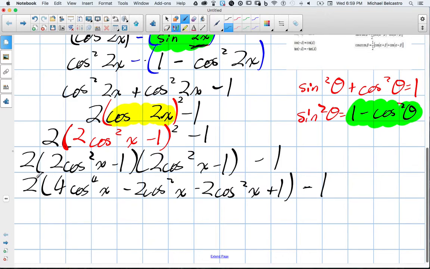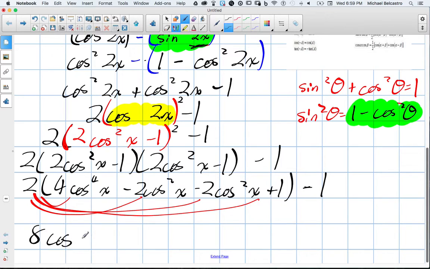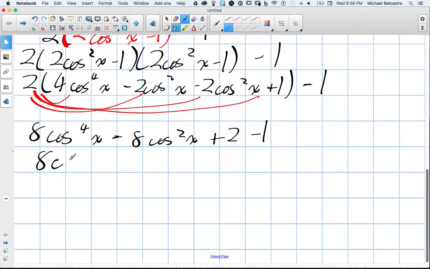And then we have our subtraction out here. We then have to distribute our 2 to every single term, and technically we can put those two terms together. So that would be minus 4. So now it's 8 cos to the power 4 of x. This was minus 4 if I put them together. So minus 8 cos squared x plus 2 minus 1, and the 2 and the 1 just become 1. So 8 cos 4x minus 8 cos squared x plus 1 is your final answer.